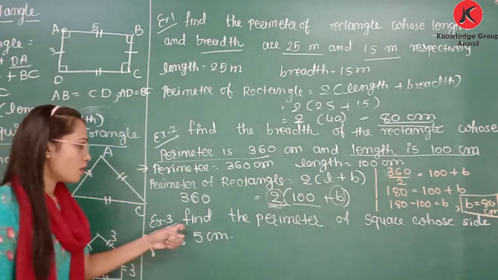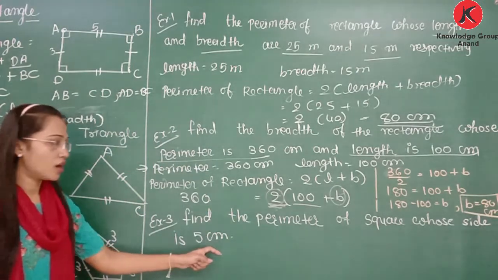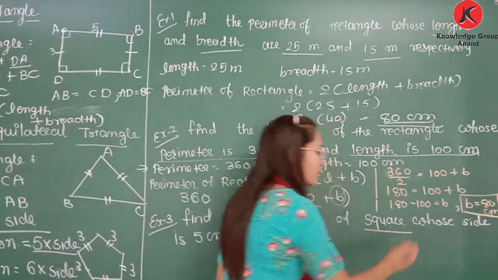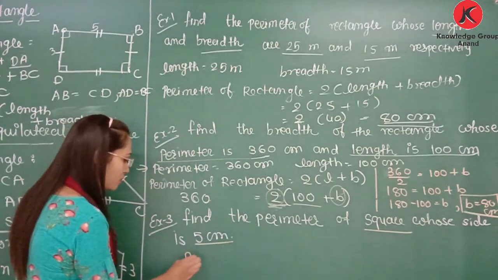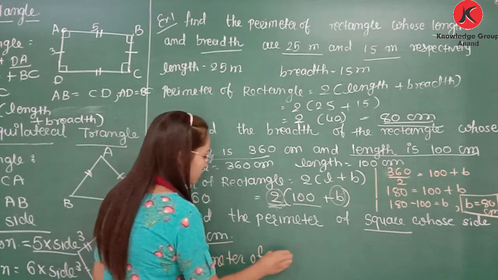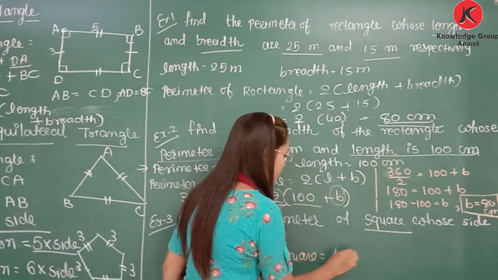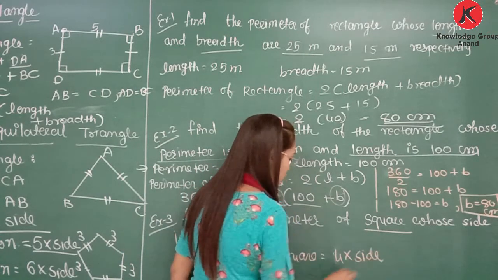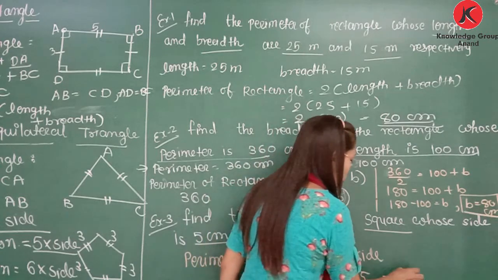Now next one, find the perimeter of a square whose side is 5 centimeters. Again, the perimeter of a square is asked and the side is given as 5 centimeters. So we can write perimeter of a square is equal to 4 multiplied by side. That is the equation. Side is given as 5, so 5 is multiplied with 4. So 20 centimeters.